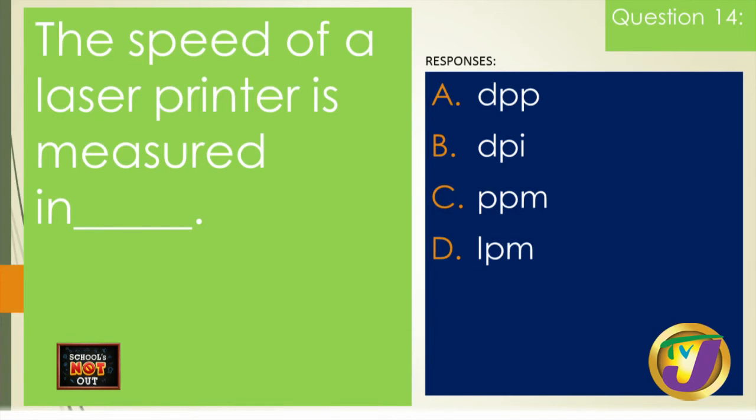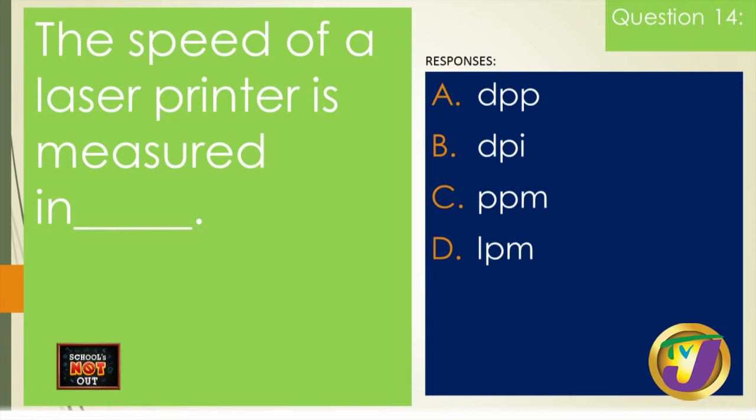For A, DPP, we don't have a DPP as it relates to printers or relates to output, so that is not even a word or a phrase or anything like that. DPI, we do have a DPI, which is response B, and DPI stands for dots per inch. And then we have C, PPM, pages per minute, and then D, LPM, lines per minute.